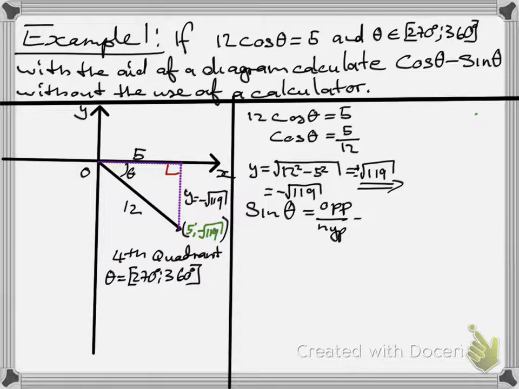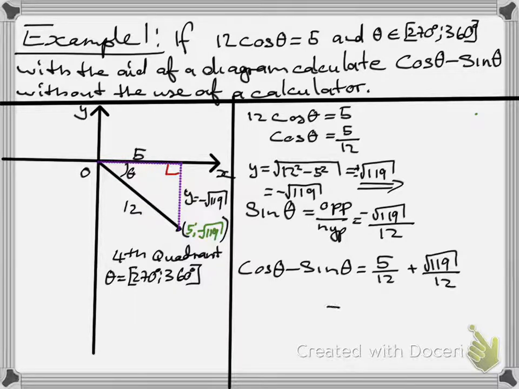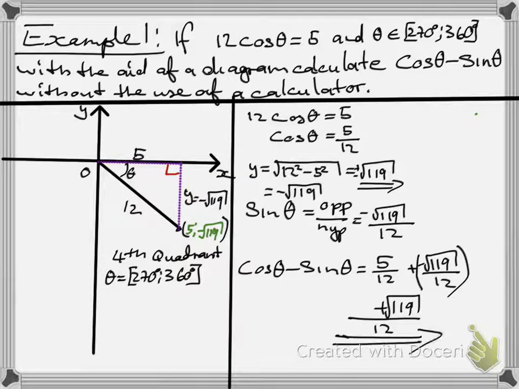And then we continue with our calculation, sine theta. So sine theta is going to be opposite over hypotenuse. Remember, this is a negative value. So it's going to be negative square root of 119 over 12. After finding sine, cos we have it already, we can now calculate. Remember, we multiply with a negative there, so our answer is going to be a negative.